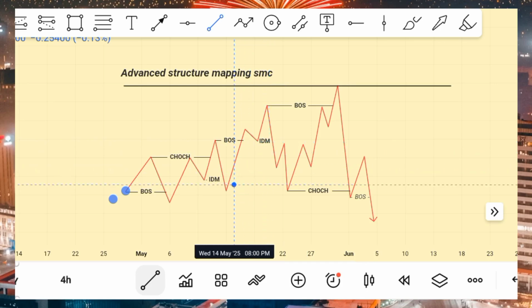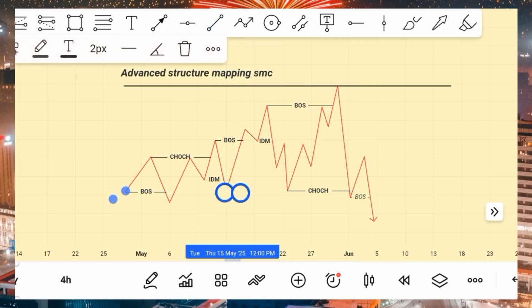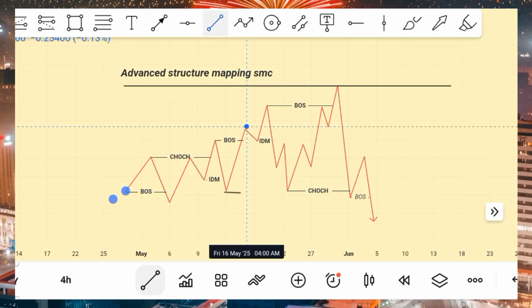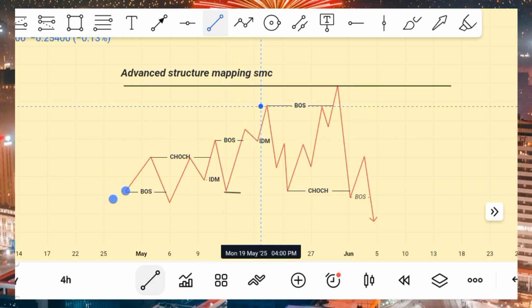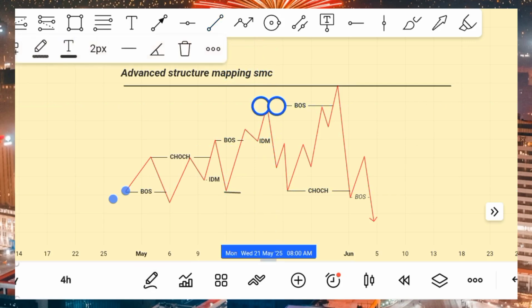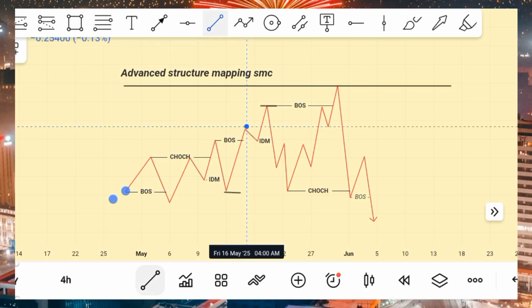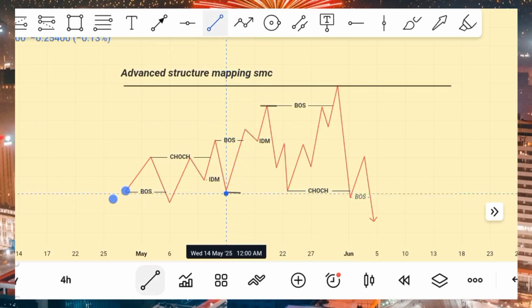indicating that this one could be a change of character or a market structure shift. Remember, we still have our lower low here. We still have our lower low here, remaining intact. We call it intact, our lower low, and then our high is here. Definitely, we shall only confirm that the market has shifted from the bullish trend to the bearish trend only if market has taken out these lower lows.